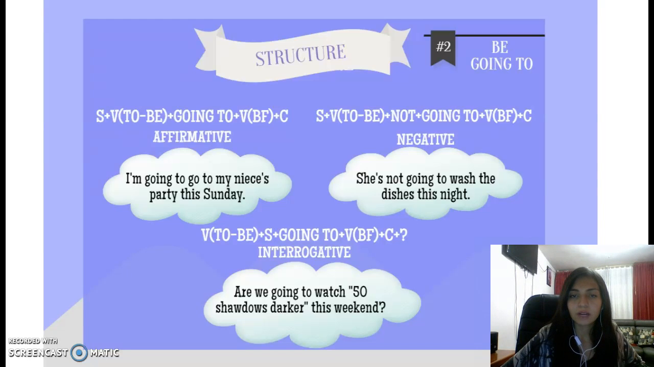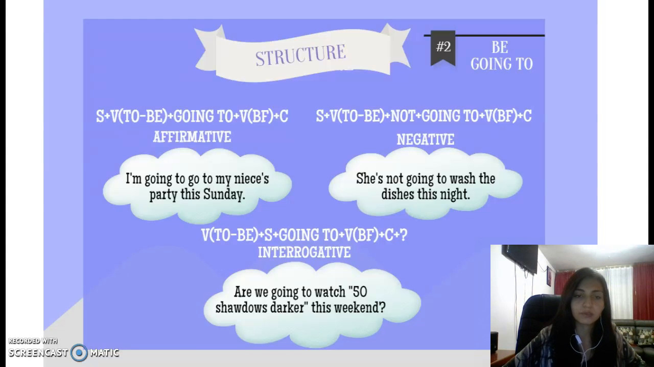In the negative, we have the subject plus the verb to be plus not plus going to plus the verb in basic form plus the complement. The example is, she is not going to wash the dishes tonight.